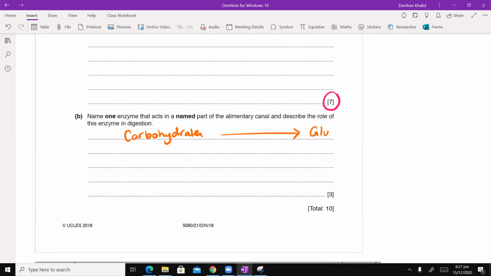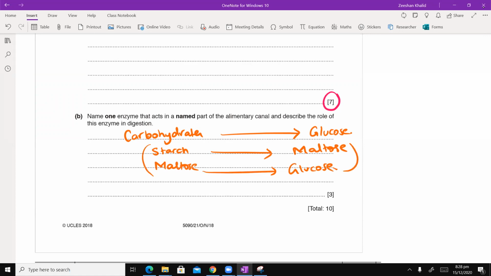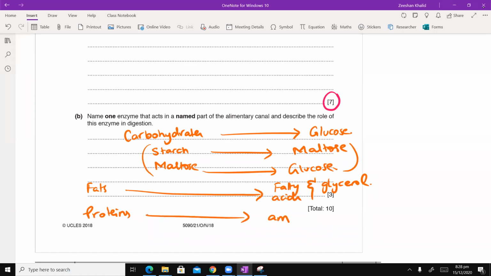Carbohydrates, you know, their end product is glucose. Or if you break it down the way it is in your syllabus, starch is first converted into maltose, and then maltose is converted into glucose. So that's for carbohydrate. Similarly, fats are converted into, come on, can anybody tell me? Fatty acids. Only? No, fatty acids and glycerol. And proteins, children, what do they get converted into? At the end, they are converted into amino acids.